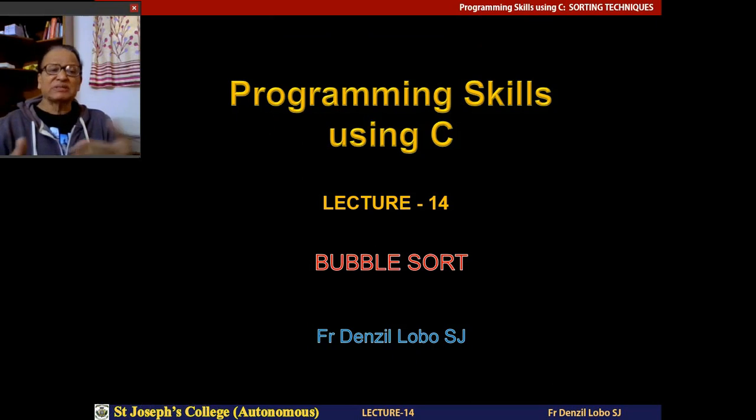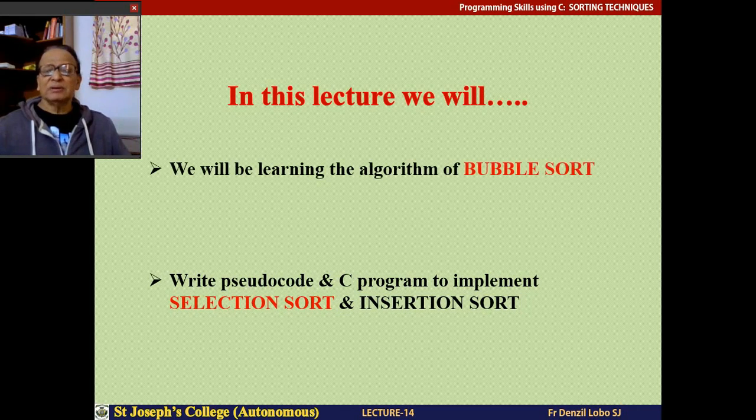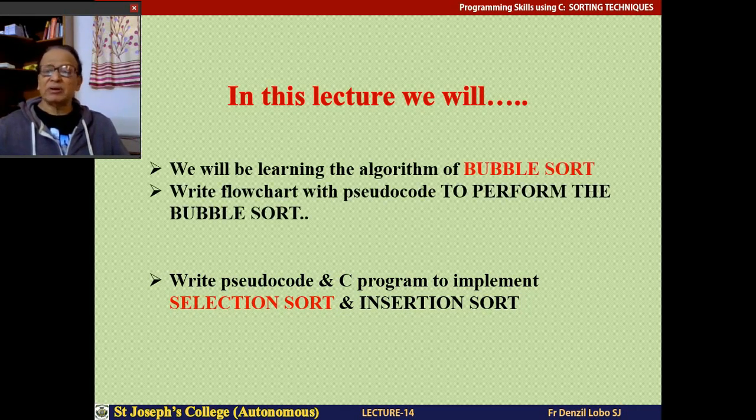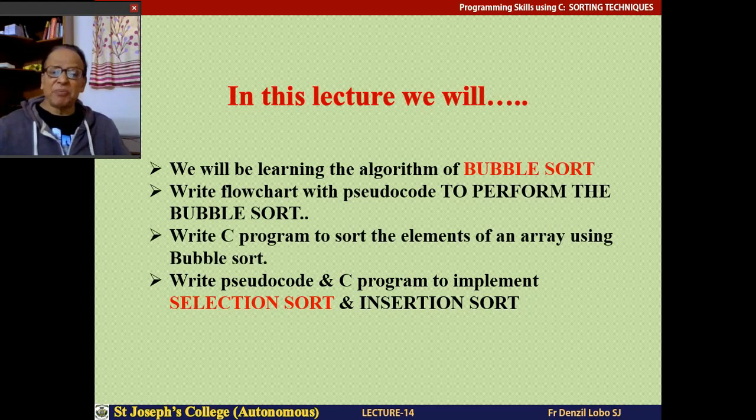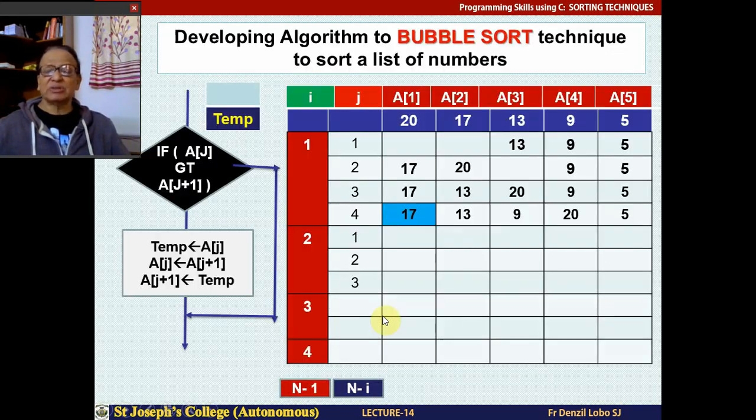We have bubble sort, selection sort, insertion sort, quick sort, and many other sorting techniques. So we shall begin with the simple sorting technique called the bubble sort. Here we will learn the algorithm for bubble sort. We will perform this bubble sort. We write a C program to sort these elements using bubble sort. Then we will go into selection sort and the insertion sort.